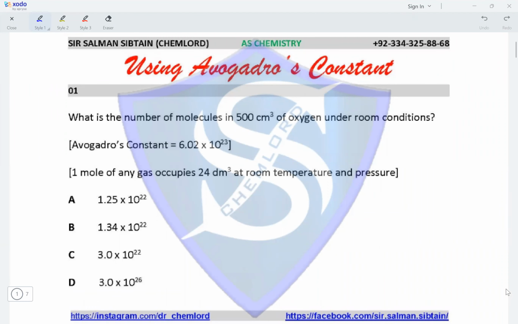Hi guys, this is AS Chemistry using Avogadro's constant. Question 1. What is the number of molecules in 500 cm cube of oxygen under room conditions?